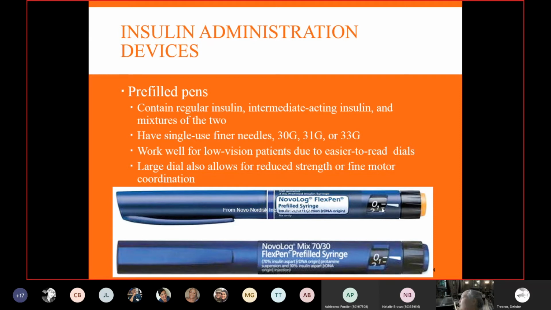They dial it up to 1. They have their needle on. They put it up against their arm. They press this button and it injects. Awesome. Love the pens.